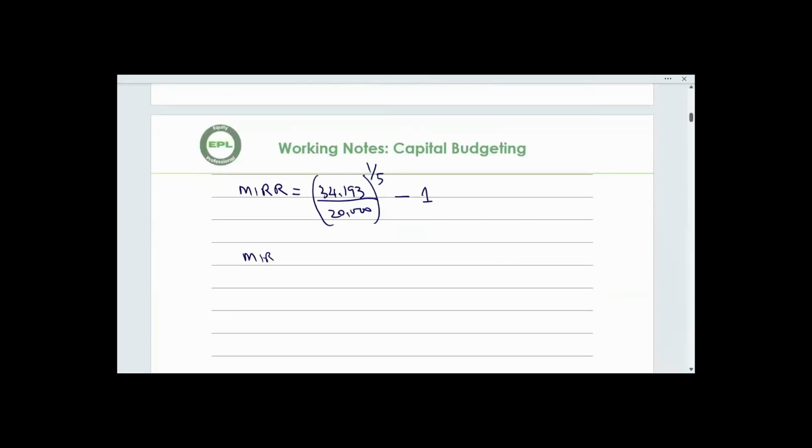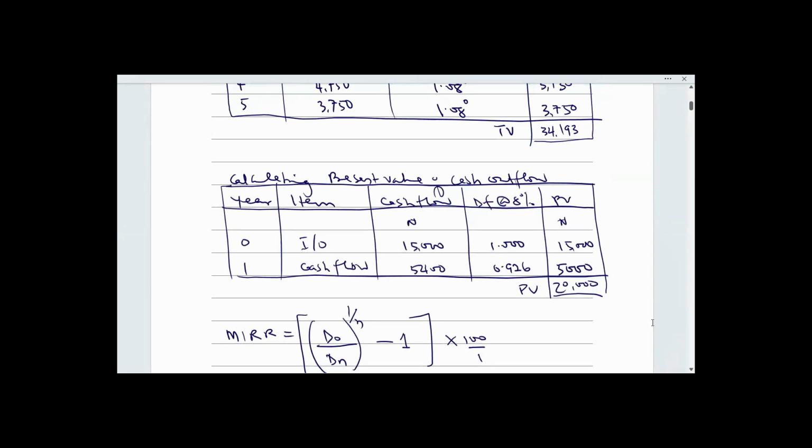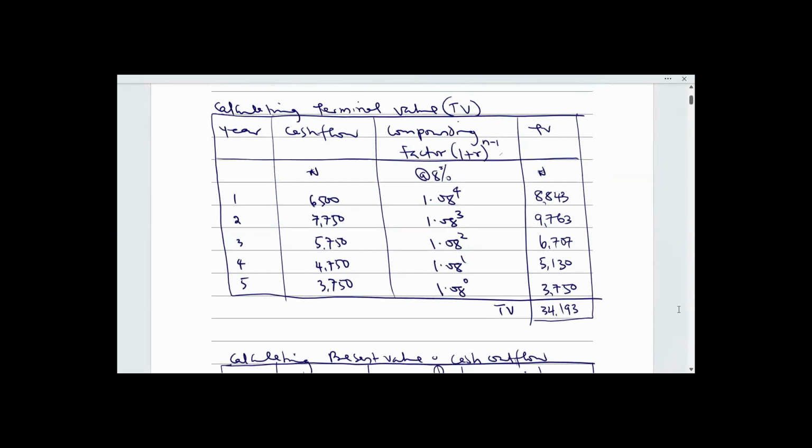So modified internal rate of return is equal to, bring out your calculator, 34,193 divided by 20,000 naira, raised to power 1 divided by 5, which is 0.2, raised to power 0.2, equal, all minus 1, equal, multiply by 100, equal 11.32%. You can say approximately 11%. So this is how to calculate modified internal rate of return using terminal value.